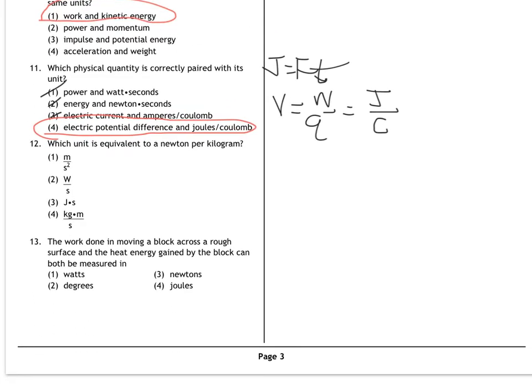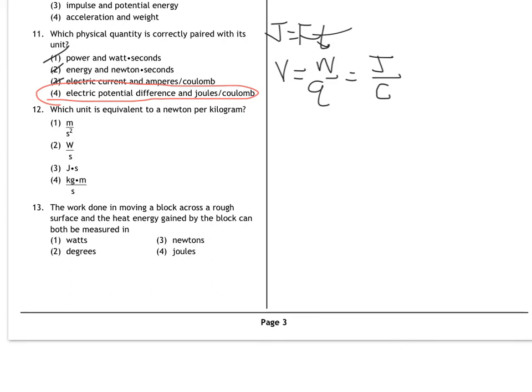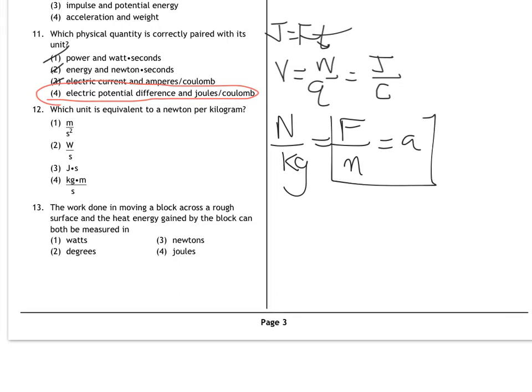Next. Which unit is equivalent to a newton per kilogram? So it's saying this, newtons per kilogram. The quantity that newton measures is force, and the quantity that kilogram measures is mass. Force over mass is acceleration. That's an equation from your reference table. So I'm going to choose choice 1 because meters per second squared is an acceleration unit.